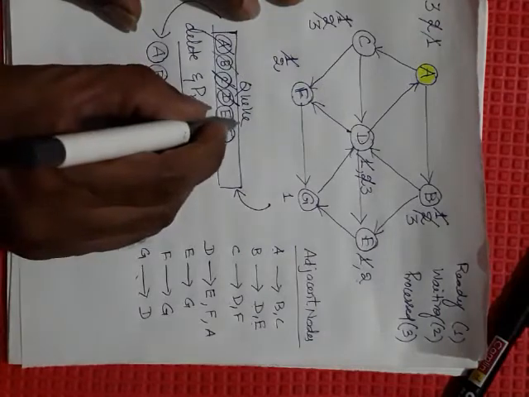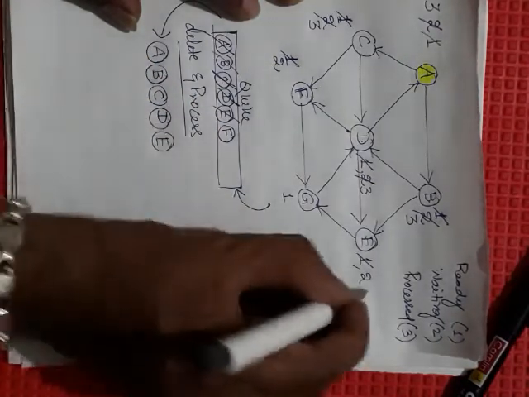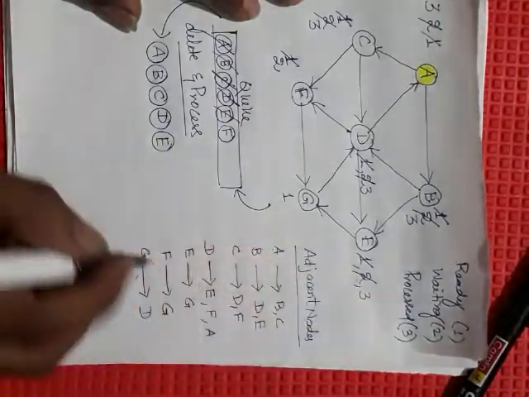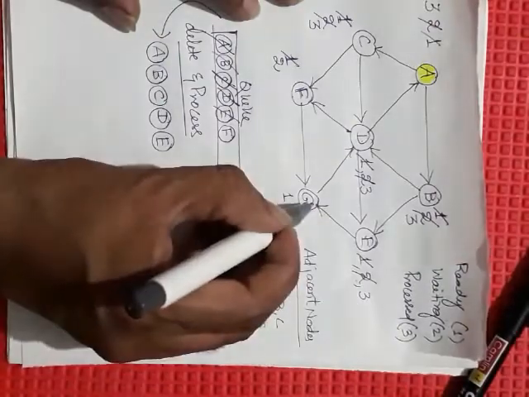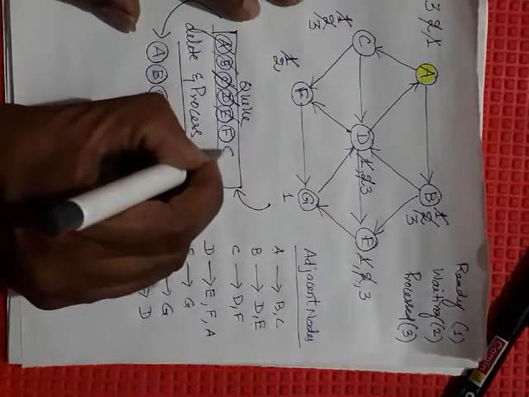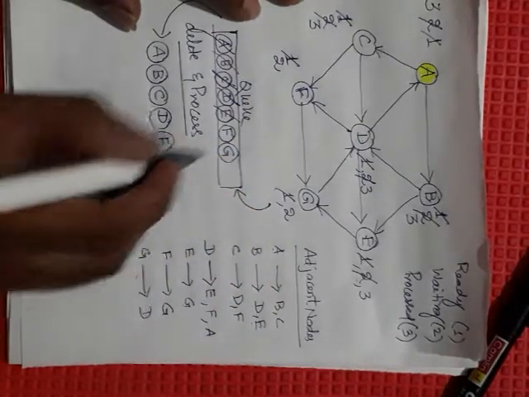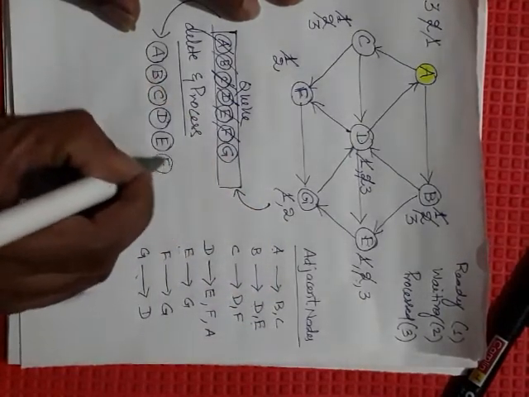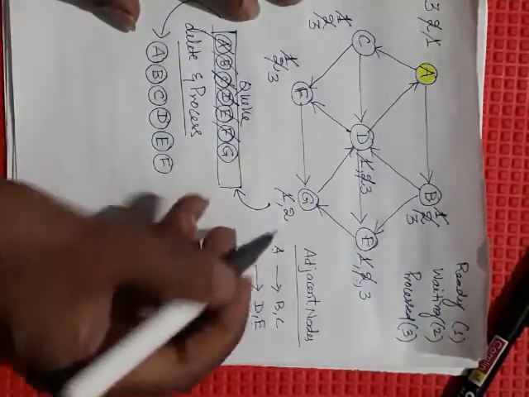Now take out the next node E and process it. E is processed, so change its state to 3. Then the adjacent of E, you can observe, is G. G is in ready state, so let us insert it and change its state to waiting. Now take out the next node F and process it. Its adjacent is again G, which is already waiting, so nothing to do.